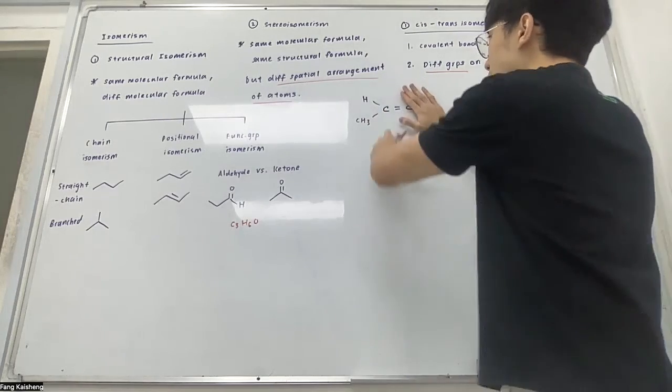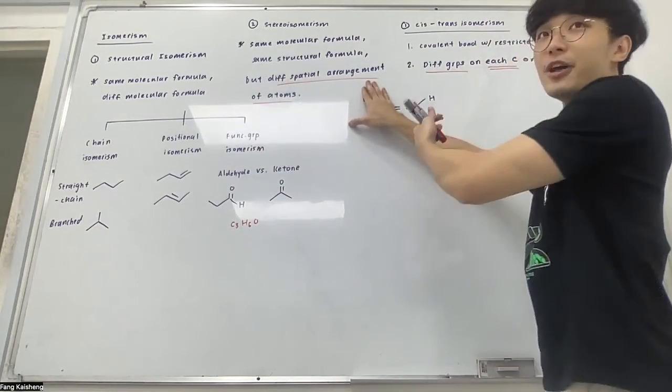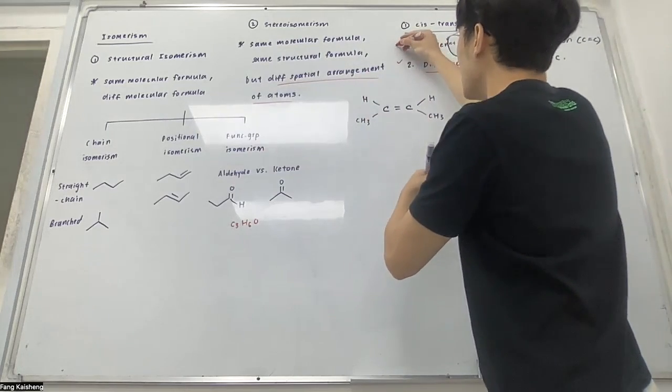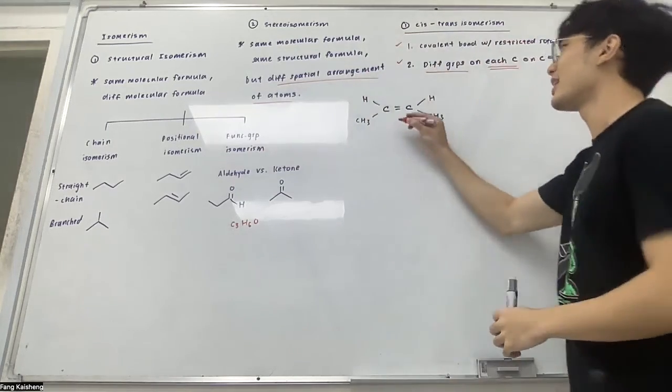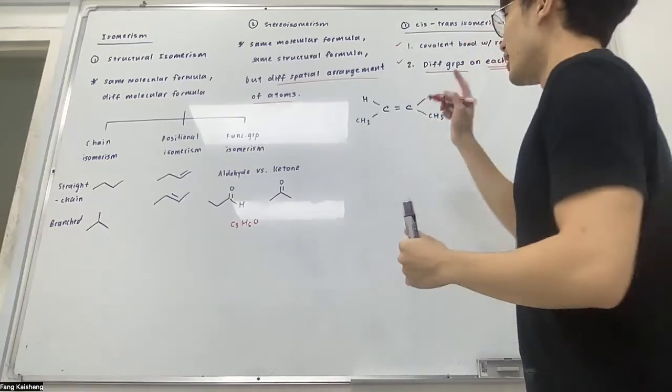You cover the right, you see, are they different? If the answer is yes, you can move on. You cover the left now. Are they different? The answer is yes. So this structure here fulfills both criteria, and hence this can undergo cis-trans isomerism. So let's look at this.